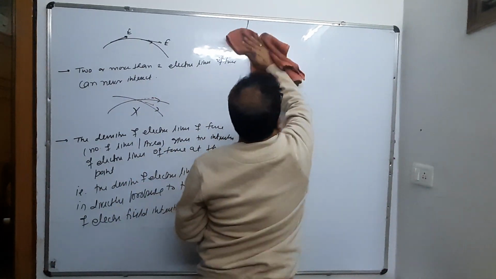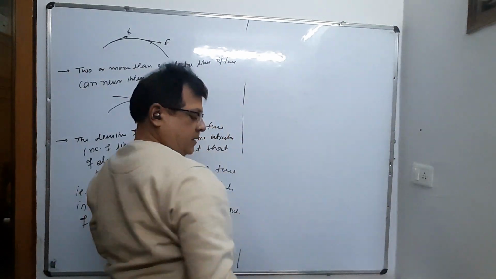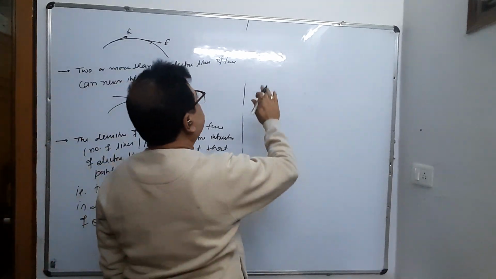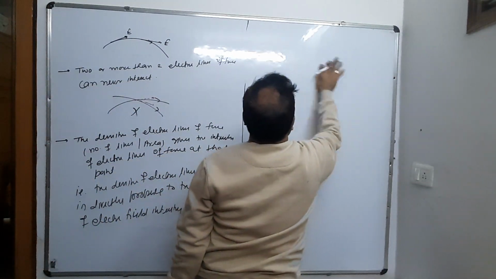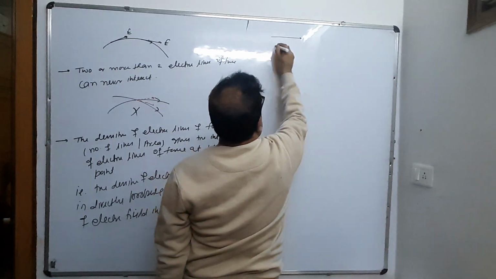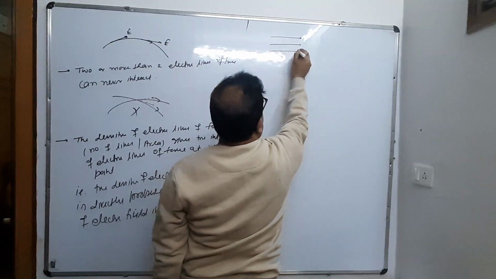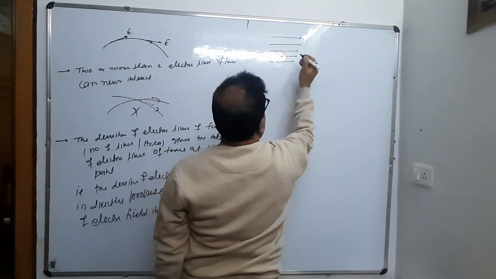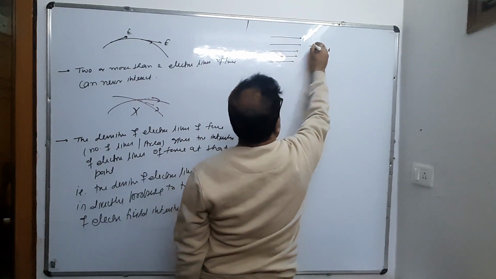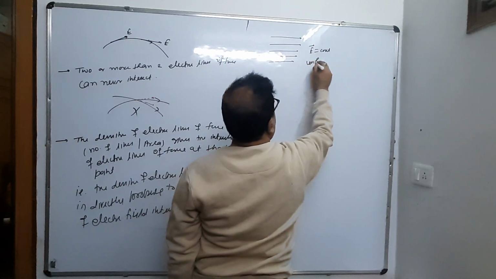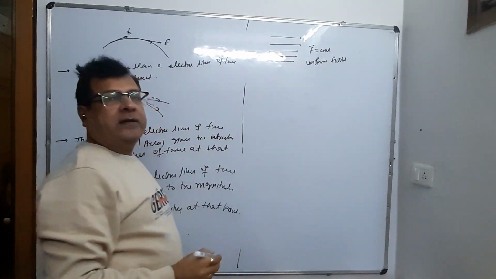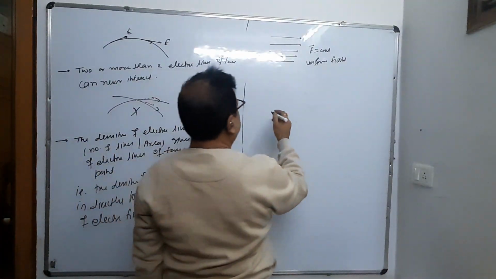I'm drawing this point. So the density is the number of lines per unit area. Suppose you're drawing parallel lines like this. Here the density is constant, so E is constant. So this is a uniform field.